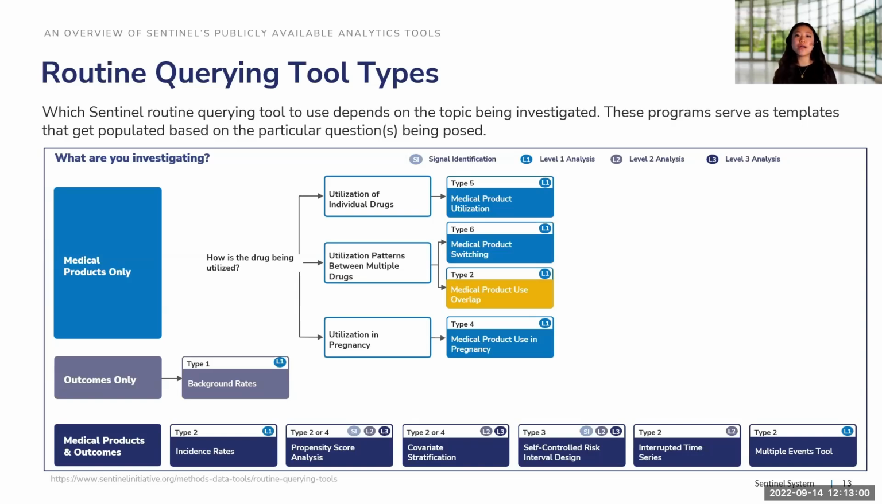If you are investigating medical product use overlap, the Type 2 tool can characterize the overlap between primary and secondary treatment episodes during the observation period. If you're investigating medical product use in pregnancy, the Type 4 tool can identify live births, compute pregnancy episodes based on those live birth events, assess the use of specific medical products both during pregnancy episodes and in a comparator group of women likely to not have delivered a live birth during the same timeframe.